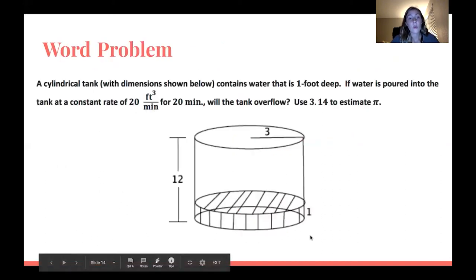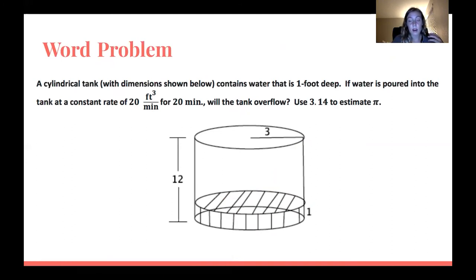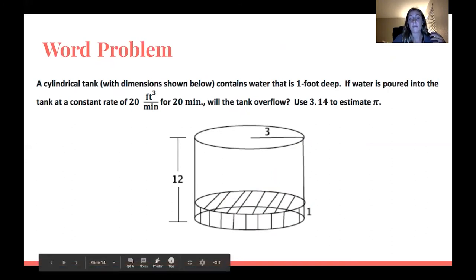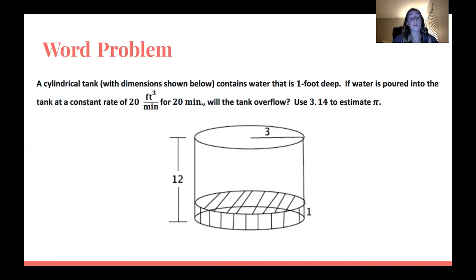So now we're going to work on a word problem. So we know how to find the volume of a cylinder when we know the height and when we know the radius. We can easily figure out the volume. Well, now we need to put this into a real world problem, in context, maybe a word problem.